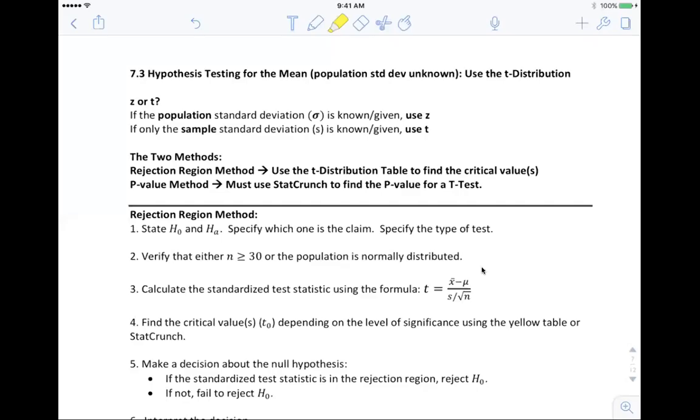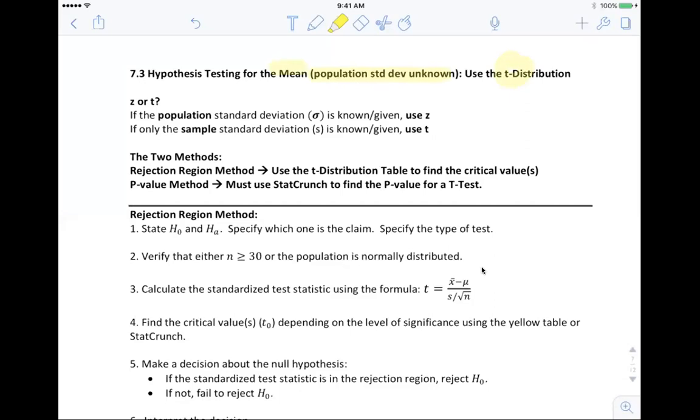Hey everyone, let's do 7.3. There is more hypothesis testing coming up, just different types. This one is when you do not know the population standard deviation. We're going to use the t-distribution for these, okay? But they're still about a mean, so they're still about the mu. So it's really close to 7.2.